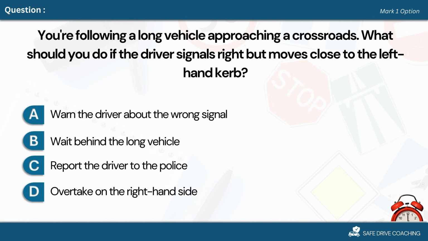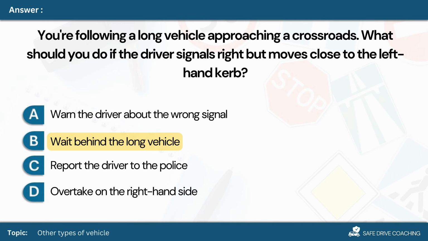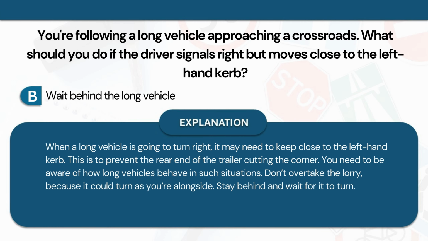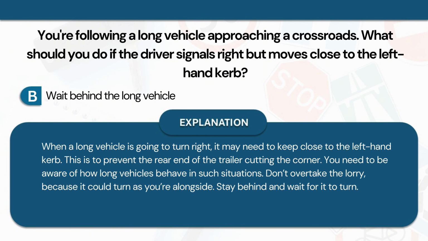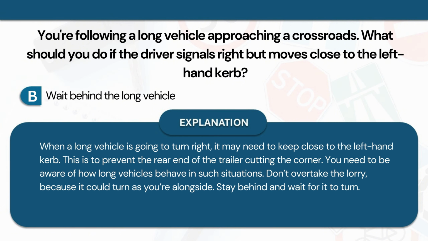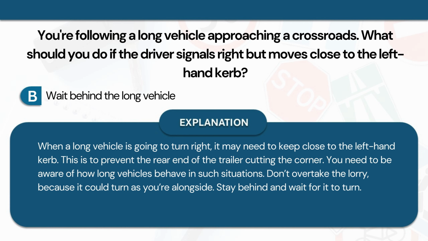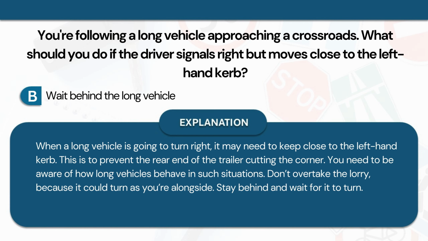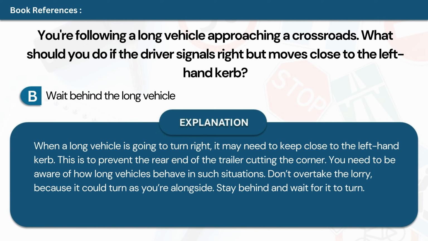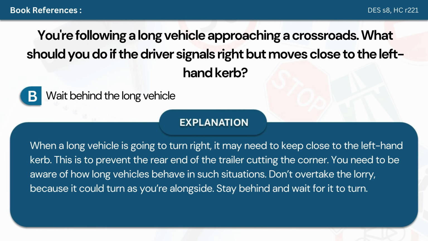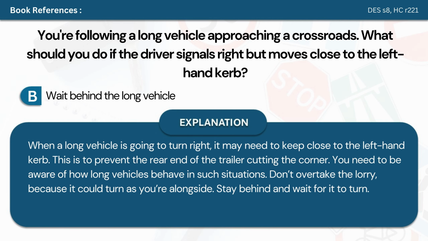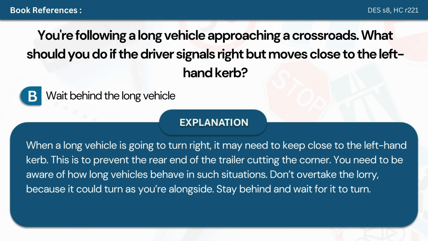The correct answer is B. Wait behind the long vehicle. When a long vehicle is going to turn right, it may need to keep close to the left-hand curb. This is to prevent the rear end of the trailer cutting the corner. You need to be aware of how long vehicles behave in such situations. Don't overtake the lorry because it could turn as you're alongside. Stay behind and wait for it to turn.